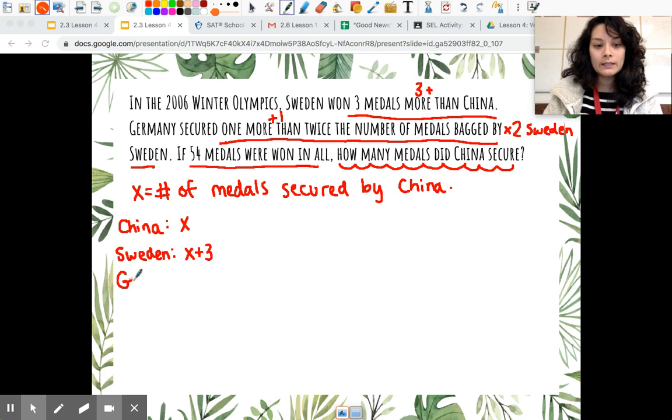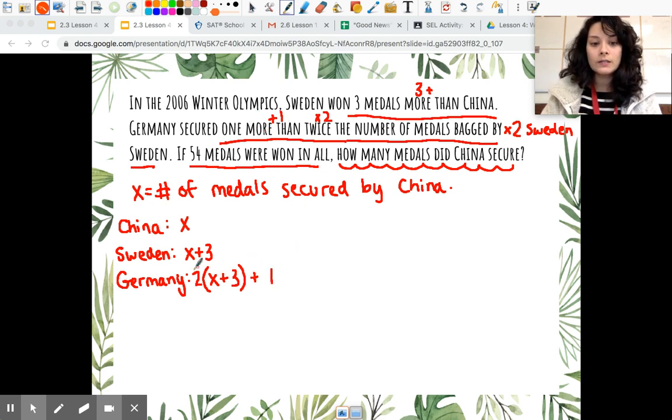And then Germany, we're told that they won 1 more than twice the number of medals bagged by Sweden. So what I need to do is take the entire expression that I have here for Sweden, and first multiply it by 2. In order to do that for the entire expression, I need to enclose it in parentheses because this entire expression is getting multiplied by 2. And then I want to do one more than that. So I'm going to add 1 to this entire thing.